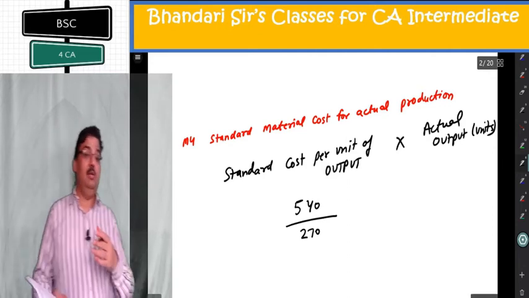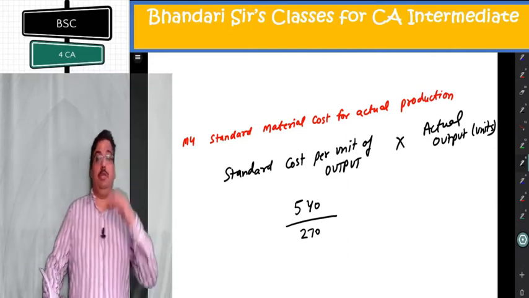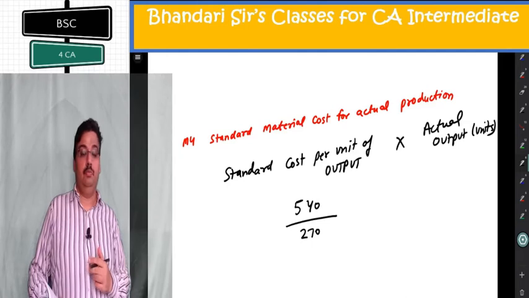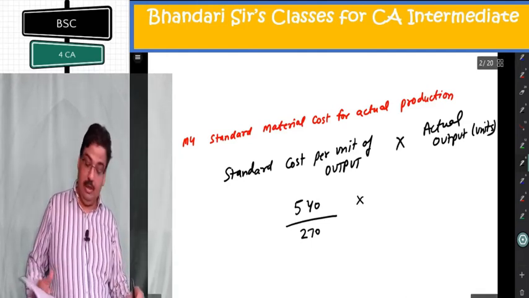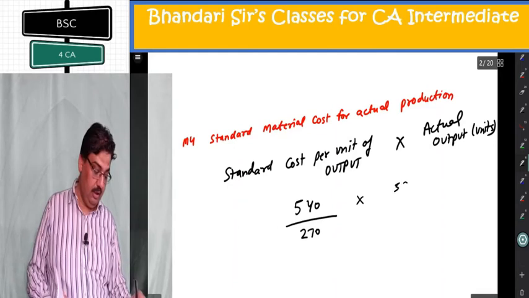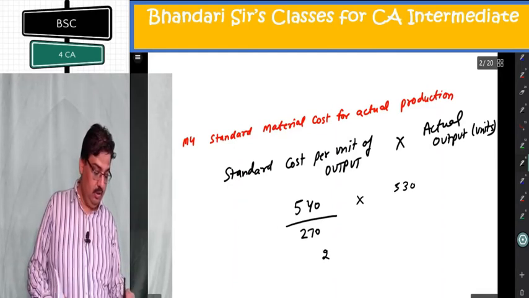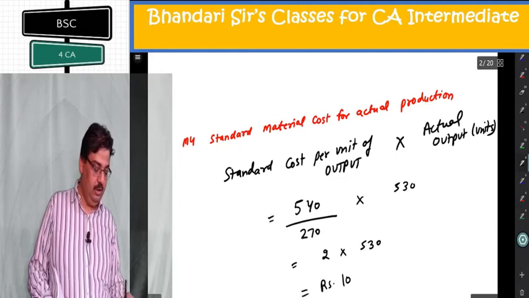This is just like fixed overheads. Budgeted cost by budgeted units. Budgeted cost 540, budgeted units 270, multiplied by actual units 530. This is 2 per unit applied on 530. Rupees 1060.